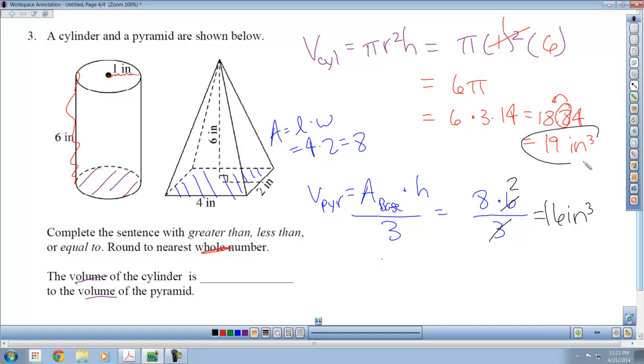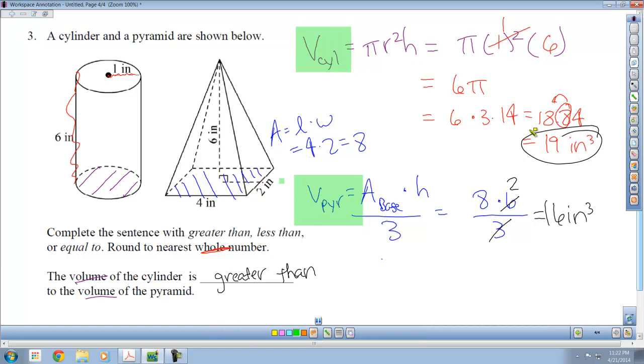So who had more volume? Well, definitely the cylinder had more volume. So the volume of the cylinder is greater than the volume of the pyramid. Okay, now be careful. Don't expect the problem to work out exactly the same on the test. Just do your work and see what you get. The pyramid on the test might have more, or they might even mix in some different shapes. You just have to realize you have to do 2 separate problems for whatever you get, and then compare your results.